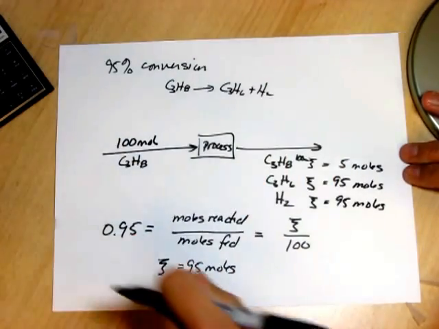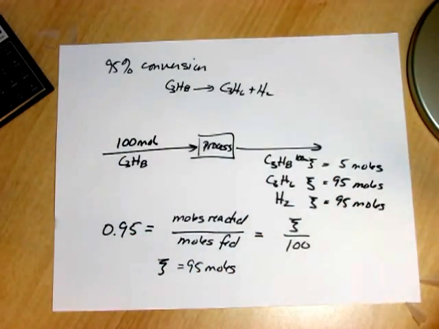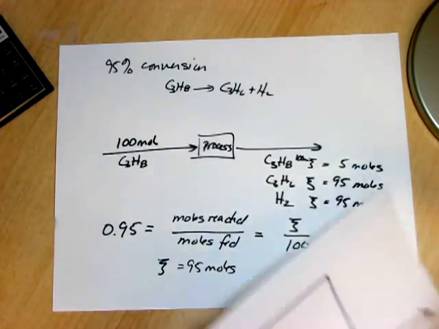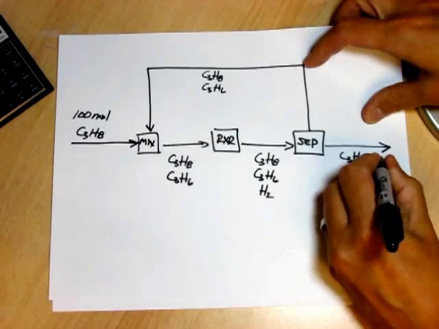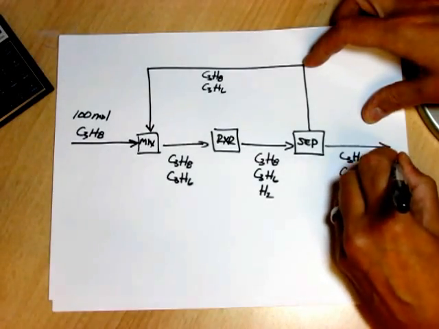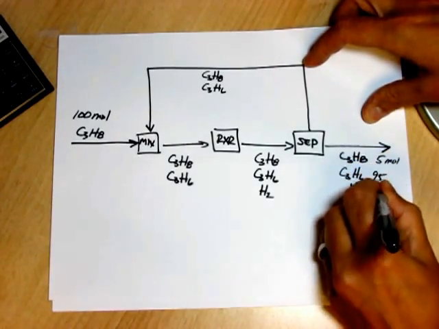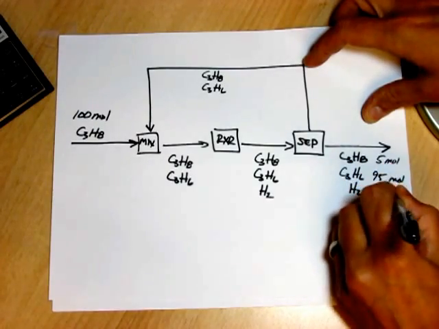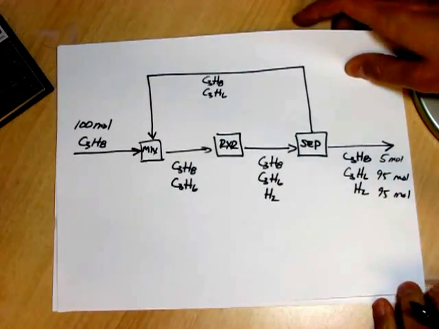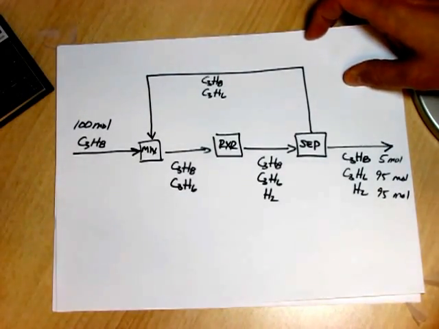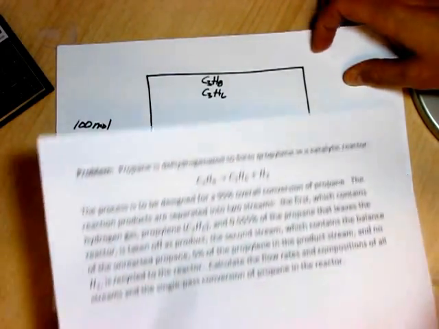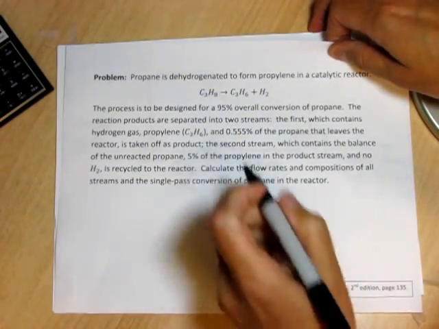So we've done the overall balance on the process, and in terms of our basis, we have all the flows at the exit of the process, and we can transfer those numbers back to our original sheet. So we have 5 moles of propane and 95 moles each of the other two products. So we've used the first fact that was given to us in this problem, which is that the overall conversion of propane was 95%.